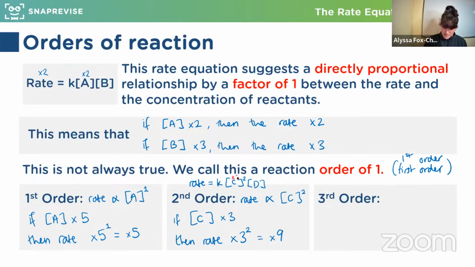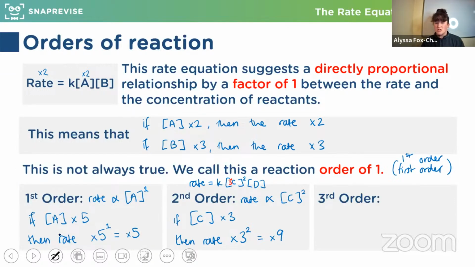If I were to times that by 3, if I were to have 3C, a concentration of 3 times what I used to have, then that 3 has got to be squared because it's got a squared relationship. That is the effect that it has on the rate. So second order means the relationship is proportional to the concentration squared. And just for completeness, you don't have to know this, but I think it does help to recognize it.